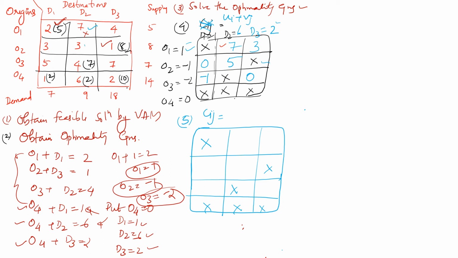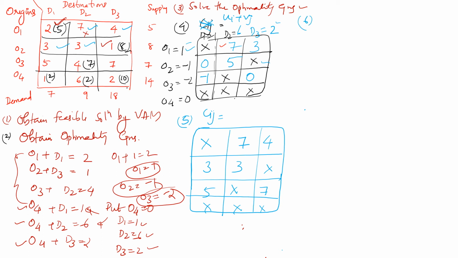Here 7, here 3, here 3, here 4. Copy all of the values. 7, 4, 3, 3, 5, 7. This is Cij matrix. Clear? This matrix is known as Cij matrix. First one was Ui plus Vj.